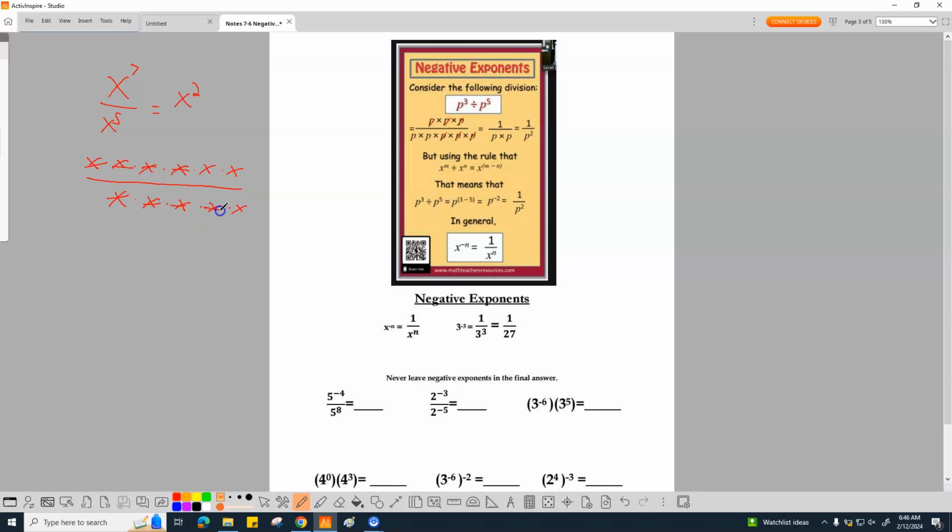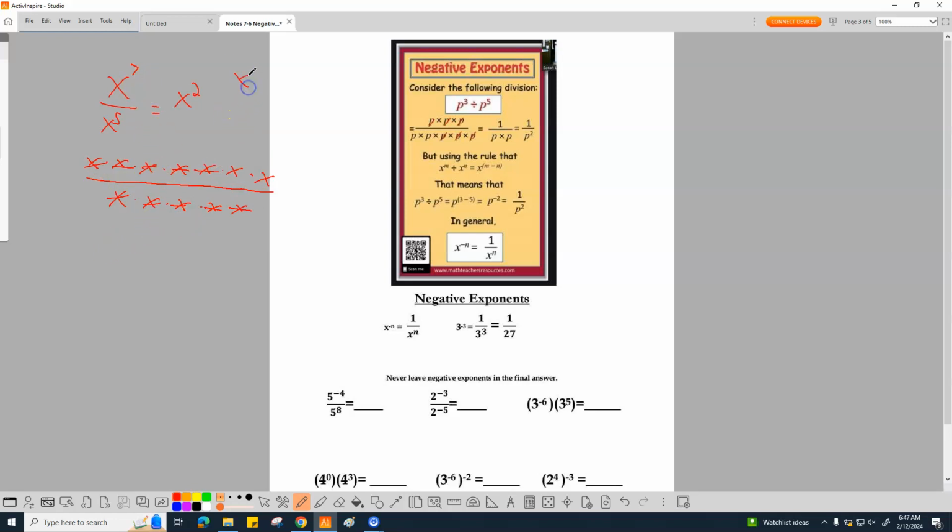What ends up happening is, when it's all said and done, 1, 2, 3, 4, 5, 6, 7 on top. When you cross them out one at a time, there's going to be 2 left over. That's why we do this minus thing.